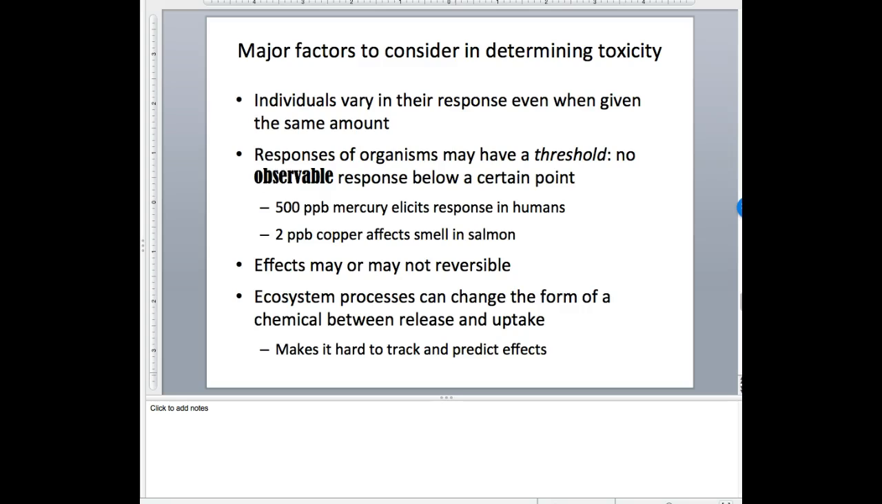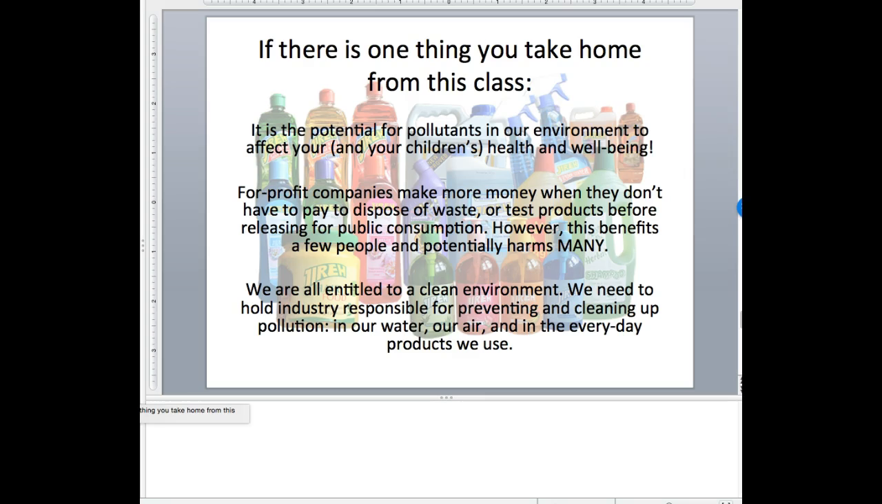If there's one thing I want you to take home from this class, it is this chapter, this learning module here. It is the potential for pollutants in our environment to affect your and your children's health and well-being. And I want you to remember that for-profit companies make more money on products when they don't have to pay to dispose of waste or test products before releasing them for public consumption. Right? Those things cost money. So they make more profit when they don't have to do those things. It's in their best interest not to do these tests, not to prevent waste and spills and contamination.